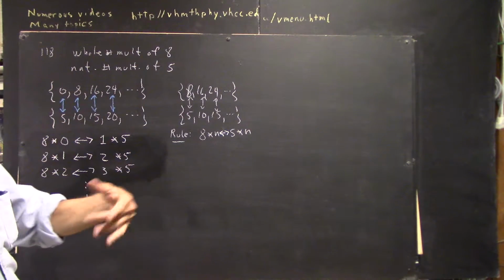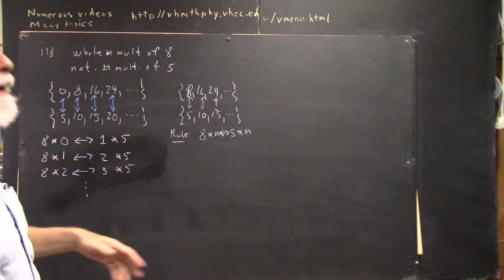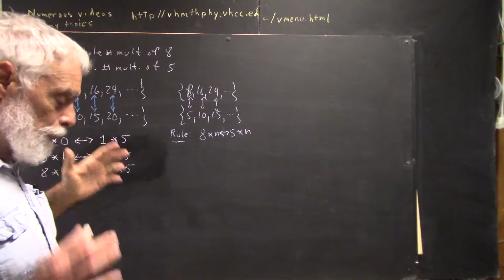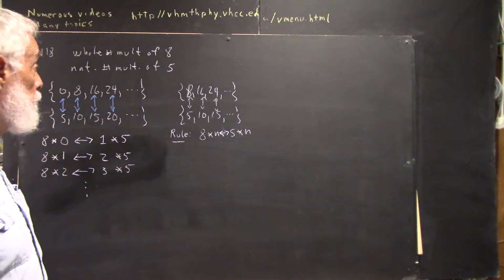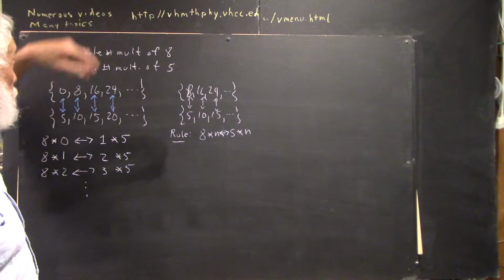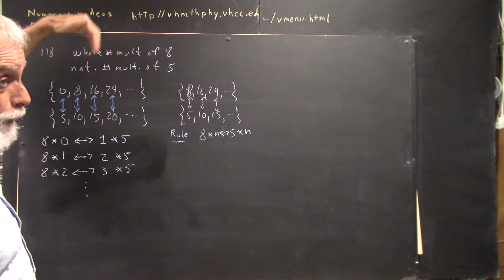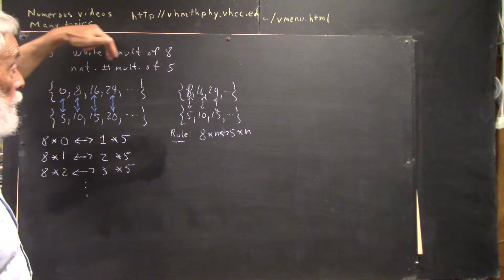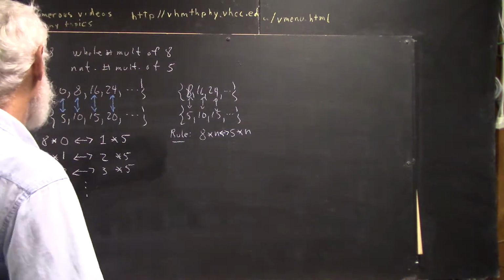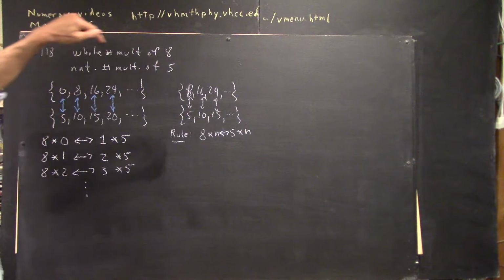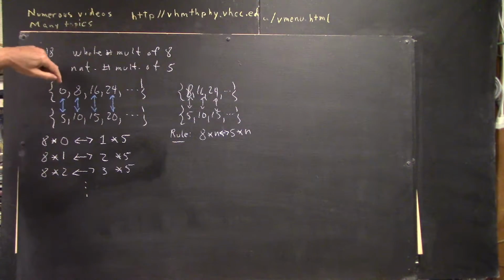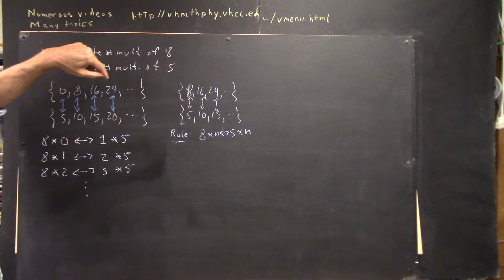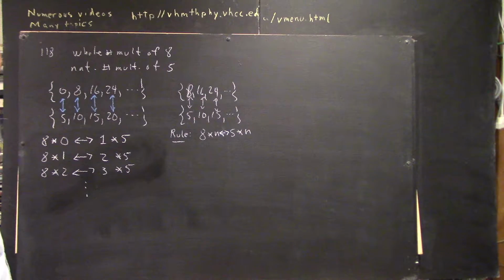You don't need 0 to count, but you complete the set of whole numbers by adding in 0 to the set, okay, to get the whole numbers. The whole numbers are 0, 1, 2, 3. Natural numbers are 1, 2, 3, 4. So when we write down the whole number multiples of 8, we've got to start with 0 because the first whole number is 0. So we have 0, 8, 16, 24, and we understand that.